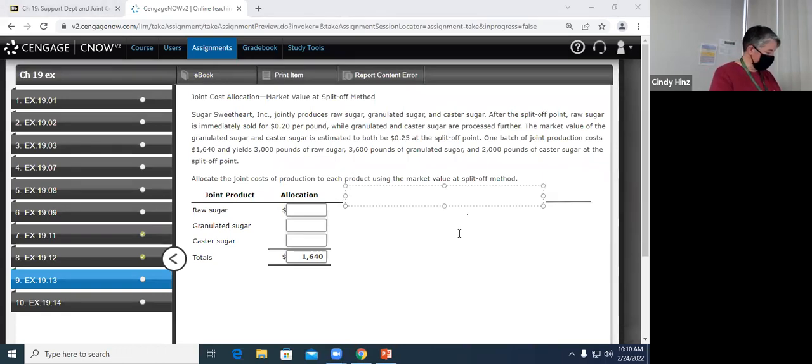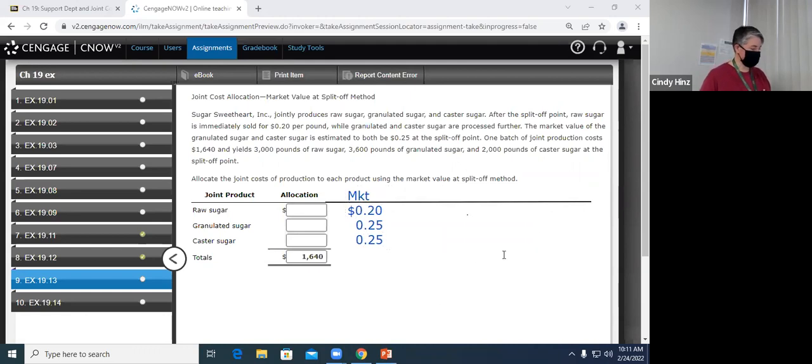And so, sorry, let me get my pages straight here. So the market value at that split off point is determined to be 20 cents for the raw sugar, 25 cents for the other two products. So the total market value, based on the number of pounds we produce, so that those are the per pound.